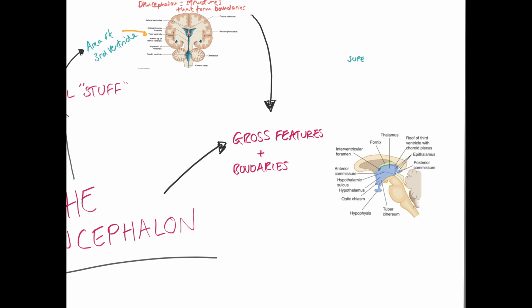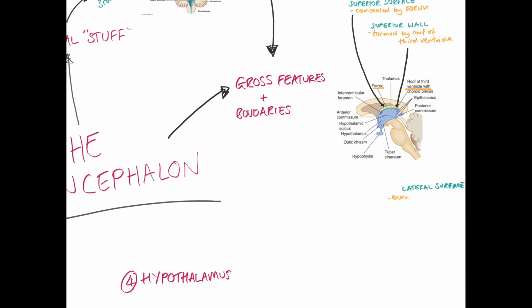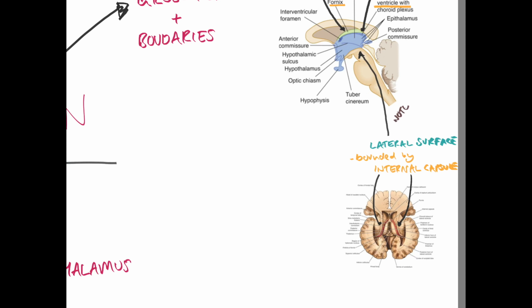The superior surface of the diencephalon is concealed by the fornix, and the superior wall is formed by the roof of the third ventricle. The lateral surface is bounded by the internal capsule, which we can see more clearly in this image. Remember, the diencephalon has two symmetrical halves on either side of the third ventricle. The inferior surface is the only aspect of the diencephalon that is exposed. The rest is covered by other structures.